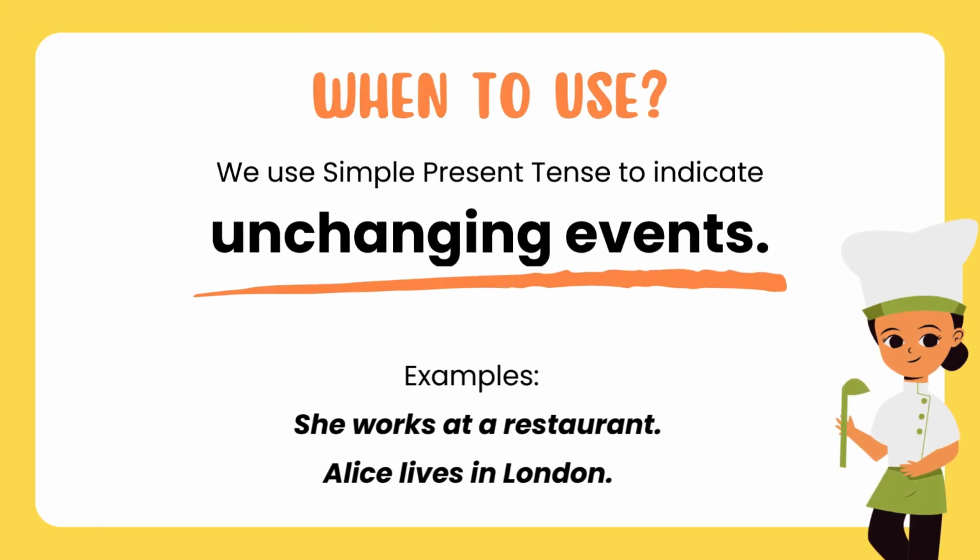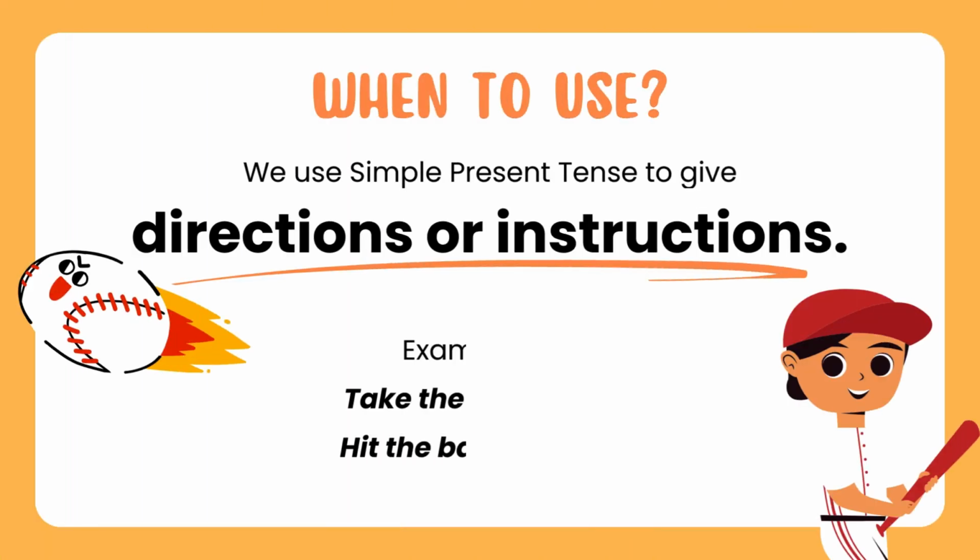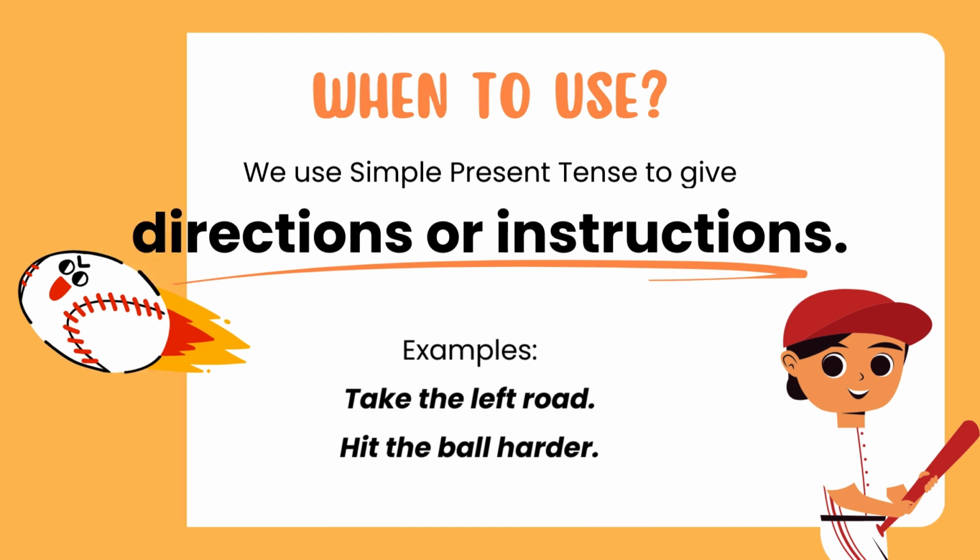We use simple present tense to indicate unchanging events. For example, she works at a restaurant. Alice lives in London. If the action will not change for a long time, then we use the simple present tense. We also use it to give directions or instructions, like take the left road, hit the ball harder.